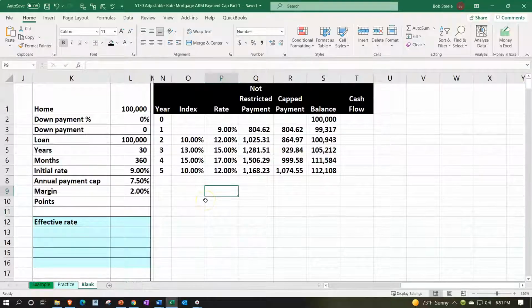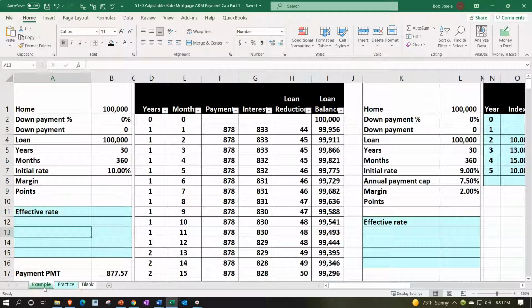Here we are in our Excel worksheet. If you have access to the Excel worksheet and would like to follow along, note that we have 3 tabs down below: example, practice, and blank. Let's take a look at them now, starting with the example tab, in essence being the answer key.